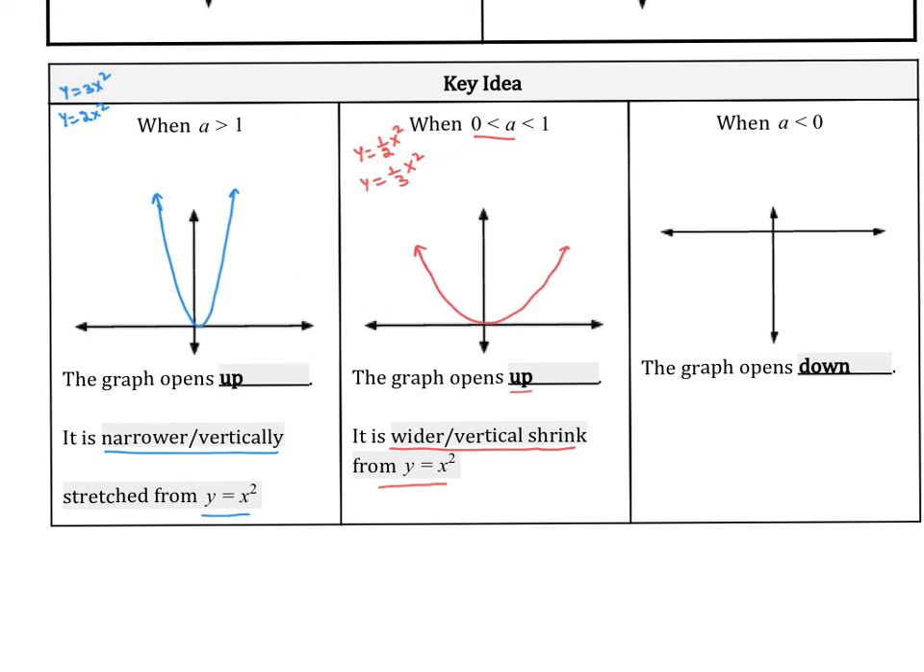When you're talking about the last one, that is when a is less than 0, that graph is when you have a negative in front. It can be just y equals negative x squared or negative 2x squared. In this case, the graph is going to face down as compared to the parent graph that opens up.